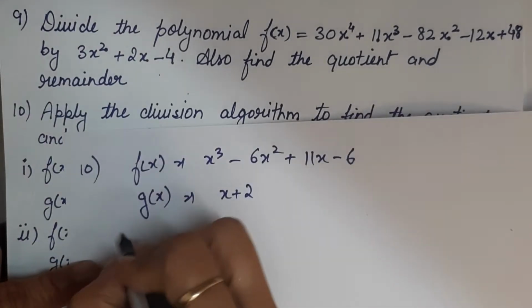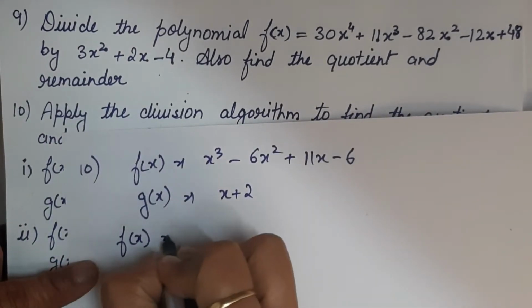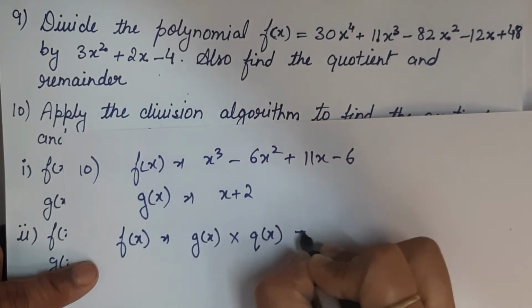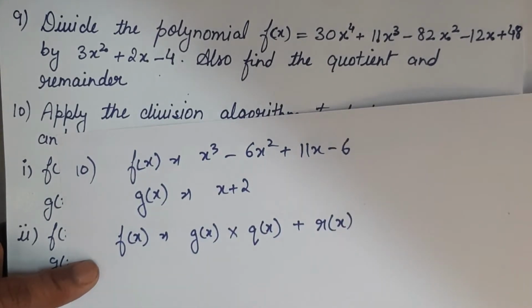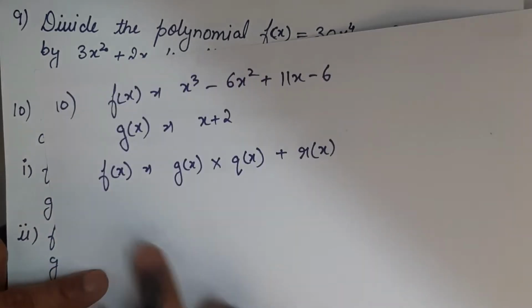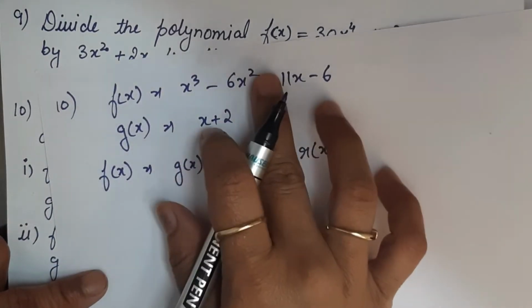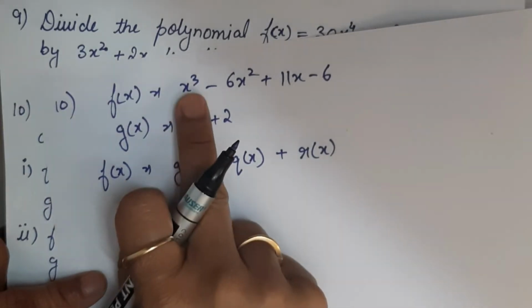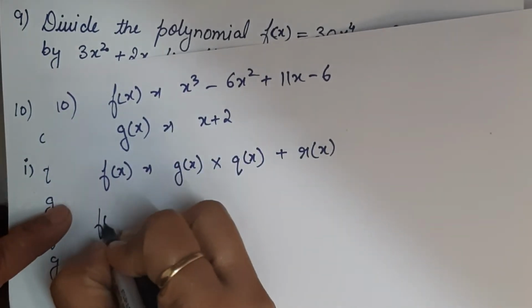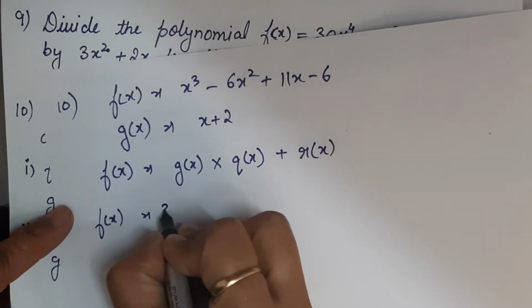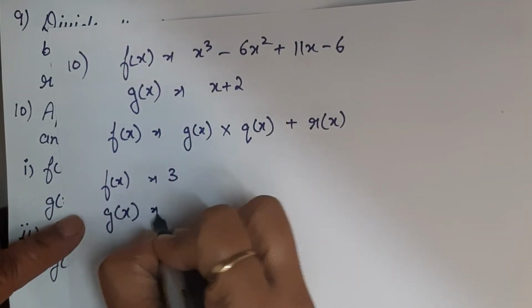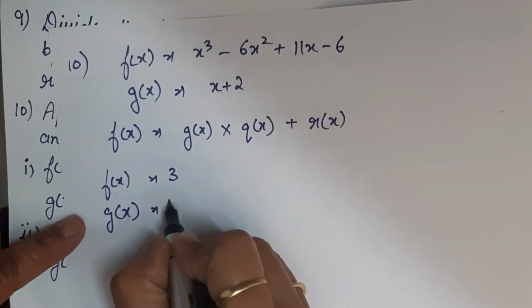And we know already that fx is equal to gx multiplied by qx, that is your quotient, plus your remainder, that is rx. We know this. Now we only know the equation, and these two things we don't know anything. Now how can we find them? We can find them by the degree. See, the highest degree of fx is 3. Now the highest degree of gx is 1.